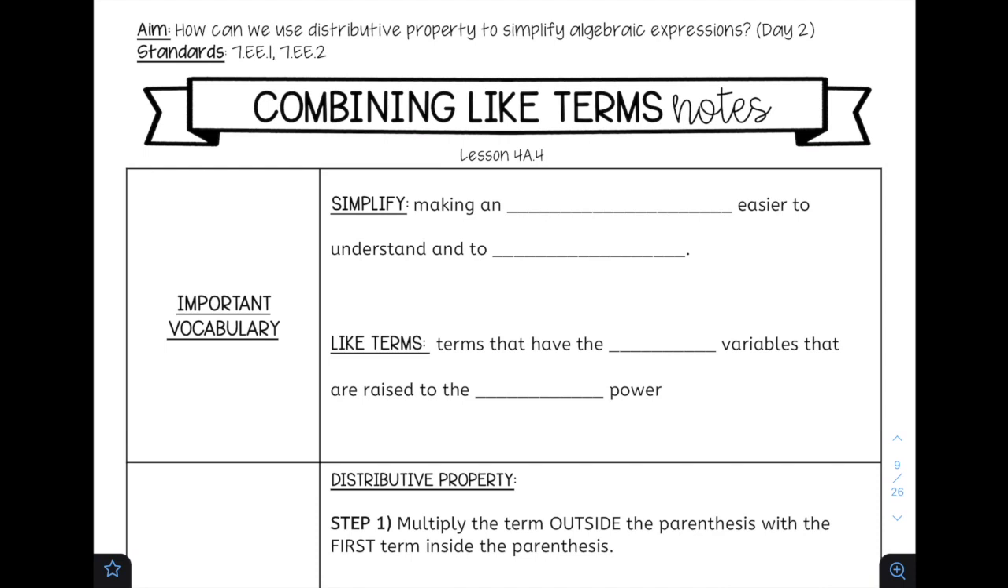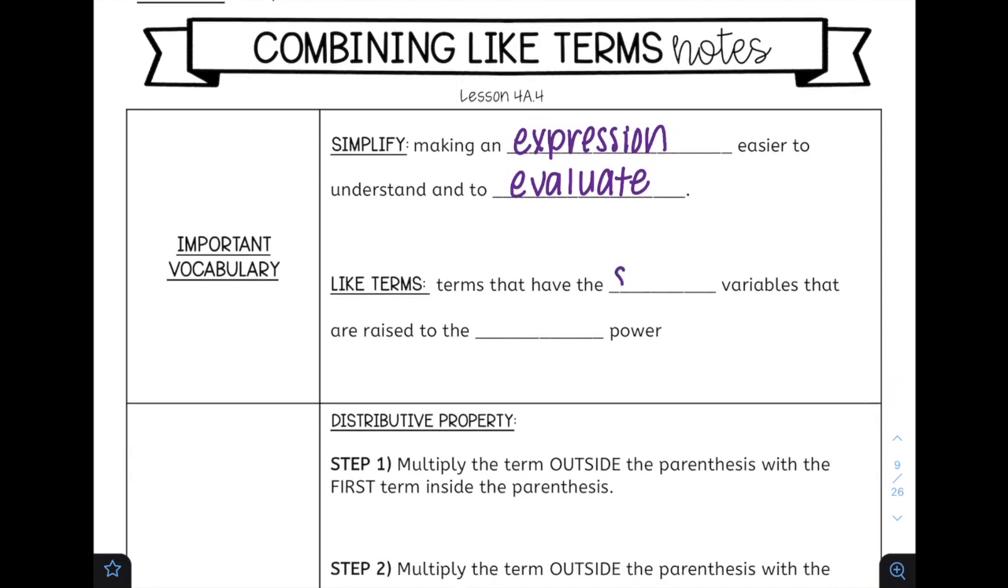So we've been using "simplify" a lot. It's making an expression easier to understand and to evaluate. Most of the time in a problem, when combining like terms, the directions will say to simplify the expression. Your like terms are going to be terms that have the same variables, which are raised to the same power.